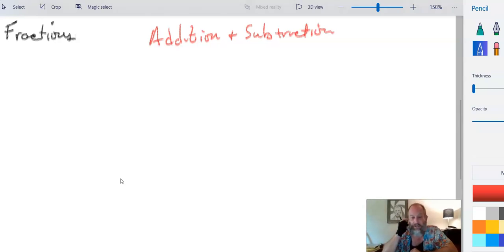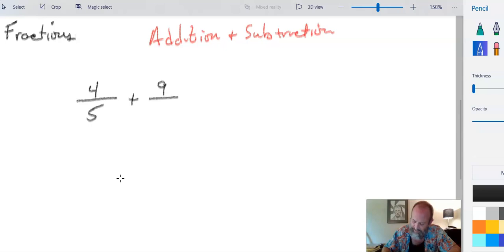Okay, so addition and subtraction is also fairly straightforward as far as its pure definition. Remember what we talked about at the beginning: the denominator tells you what you have, and the numerator tells you how many you have. And so if you're going to add things together, what you have has to be the same thing. And so that means there's a common denominator. So if I have something like 4/5 plus 9/5, right? If I add those together, I have fifths.